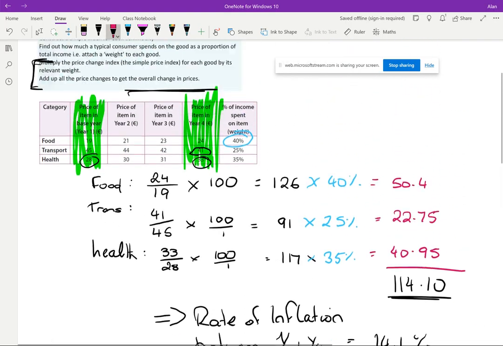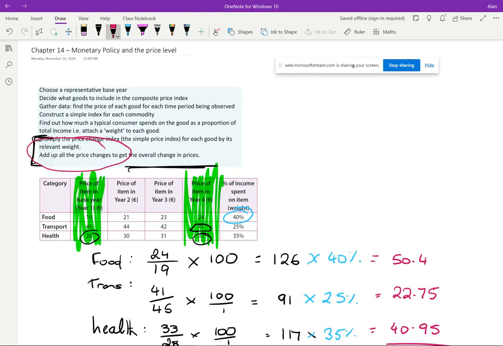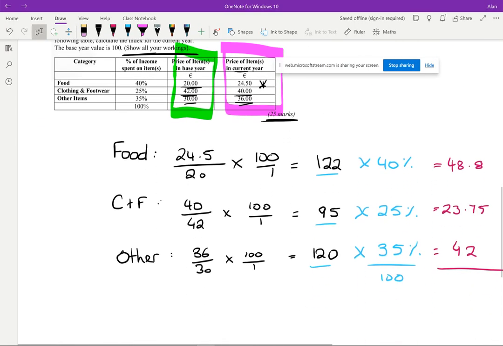Again, going back up here to this, add up all the price changes. So again, you need to know all of this first before you can even start doing this. Now look, it's pretty straightforward, but you need to know the steps involved in doing this. All right, so add all them together. So it's 42 plus 23.75 plus 48.8, and that gives us 114.55. You always need to state it.